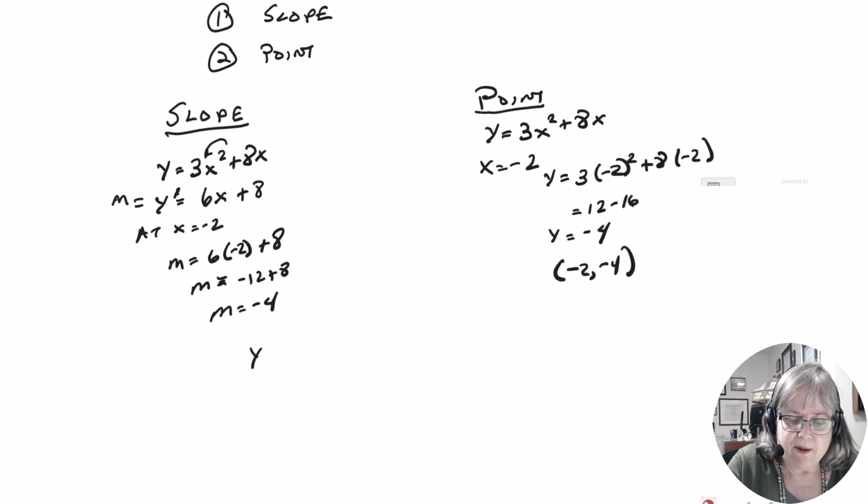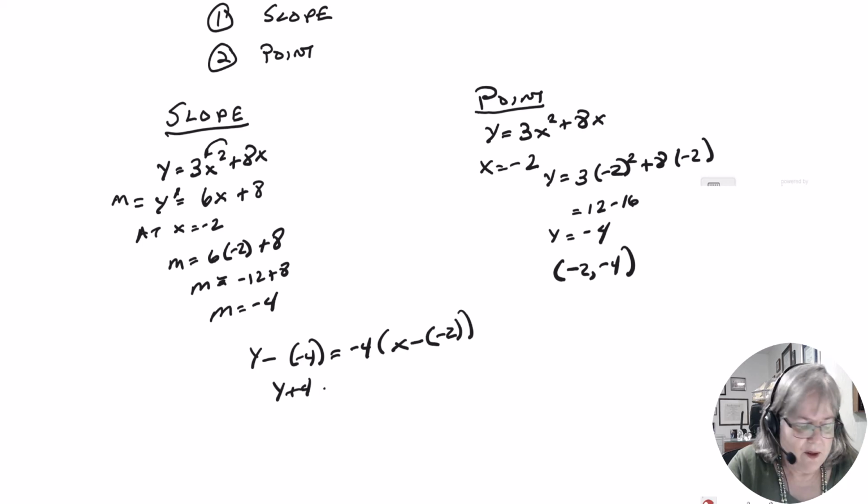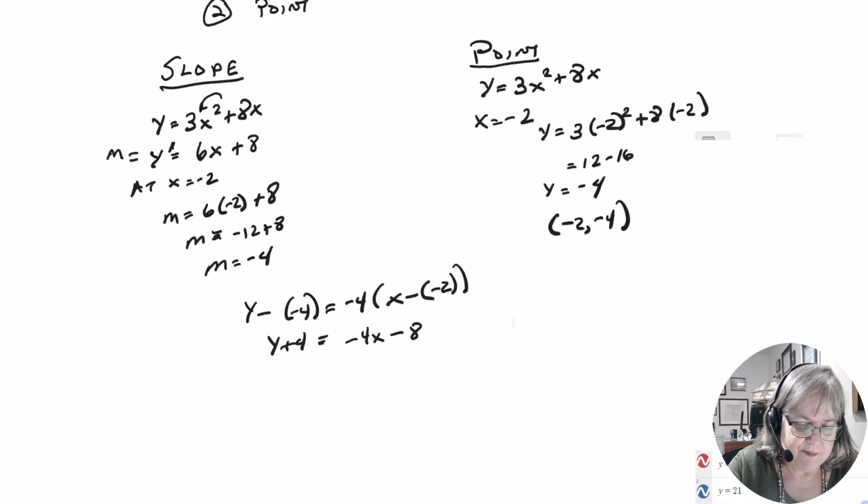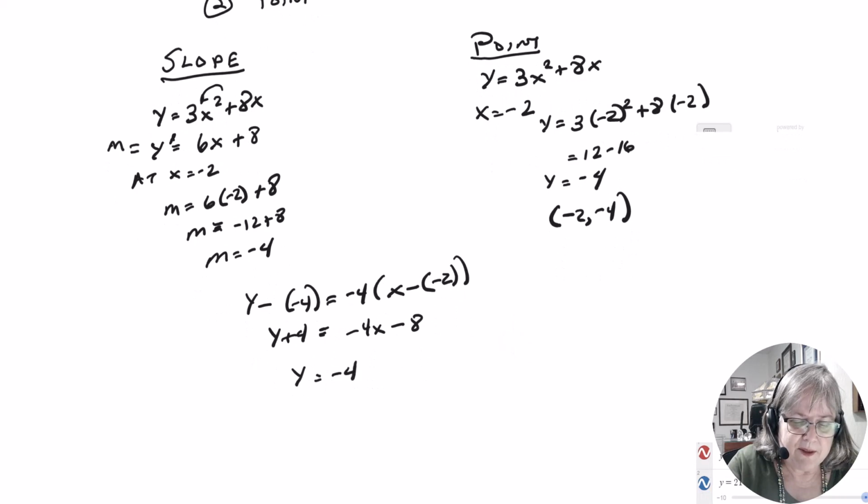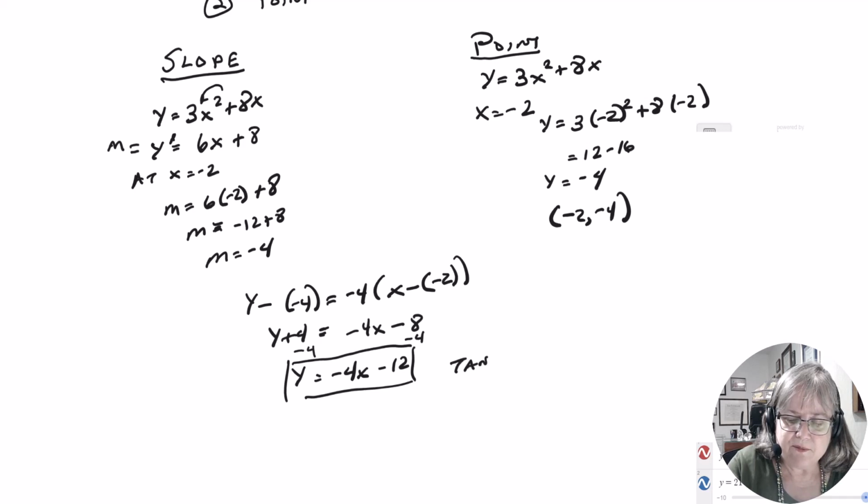So you'd have y minus y1 is equal to the slope times x minus x1. So y plus 4 is equal to minus 4 times x plus 2. Minus 4 times 2 is minus 8. So y is equal to minus 4x minus 12 after you move the 4 over. And it's supposed to be the tangent at x is equal to negative 2.